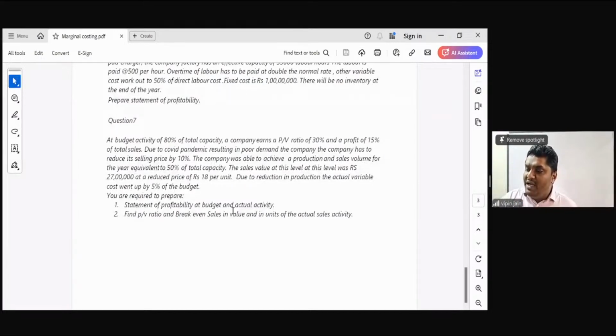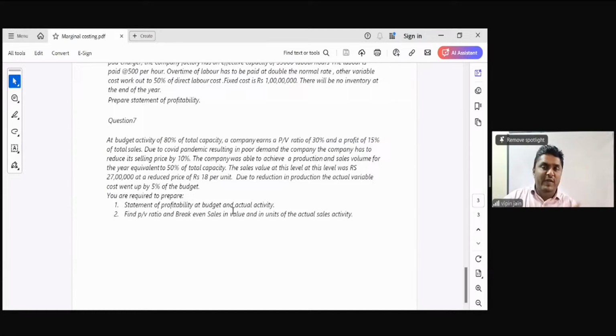Due to reduction in production, the actual variable cost went up by 5% of the budget. So what happened is that because production decreased, my variable cost went up by 5% per unit. You are required to prepare a statement of profitability at budget and actual capacity.